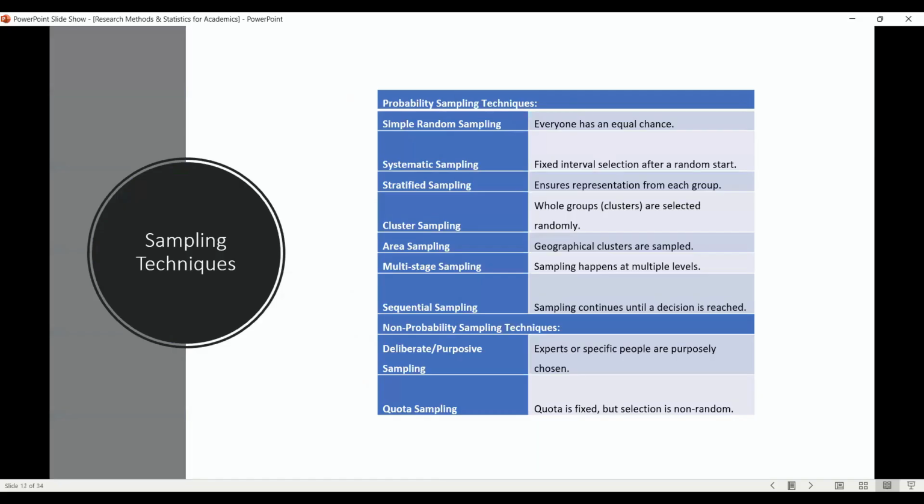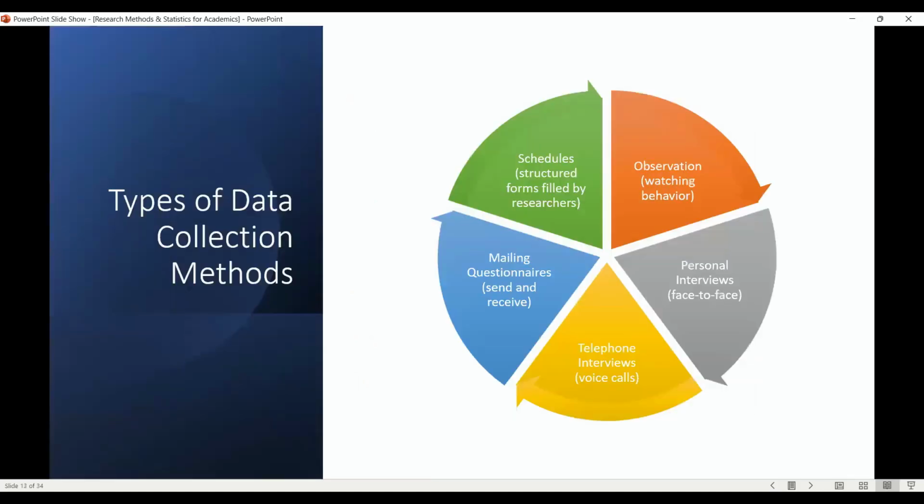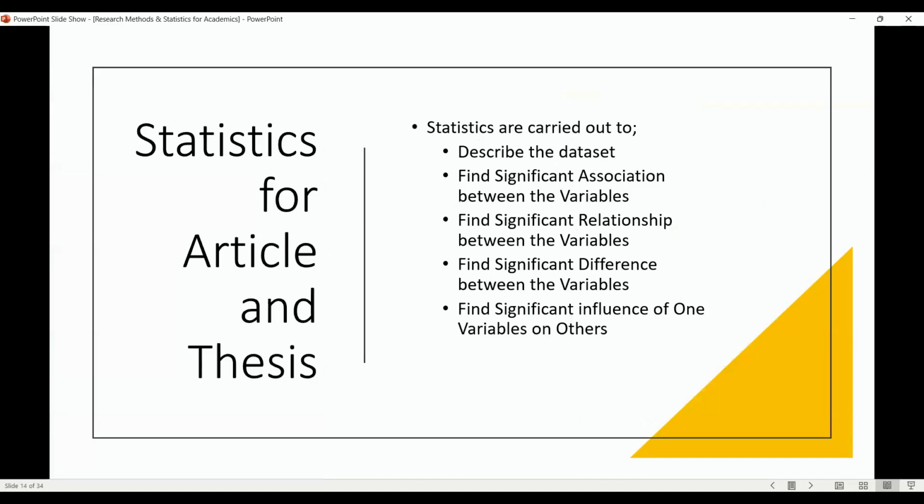And we have also discussed the various types of sampling technique, including snowball sampling, which is not listed here. And then different types of data collection, obviously you know about it, like observation or personal interview or telephonic interview or mailing or scheduling the interview, or experimentally obtaining the data and so on.